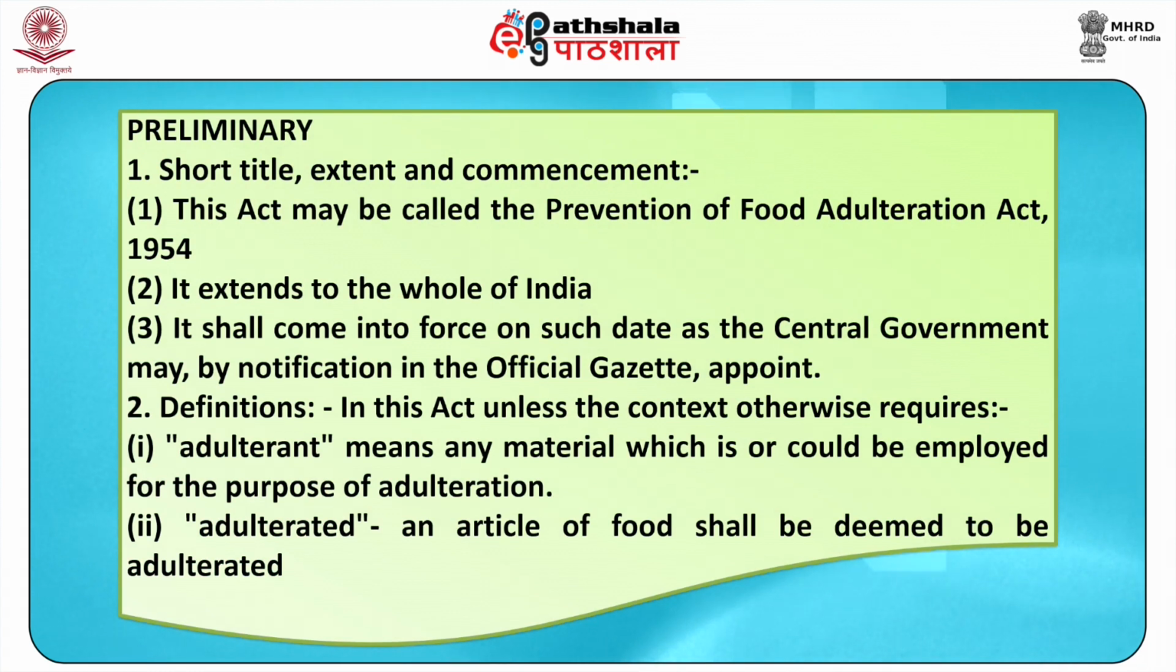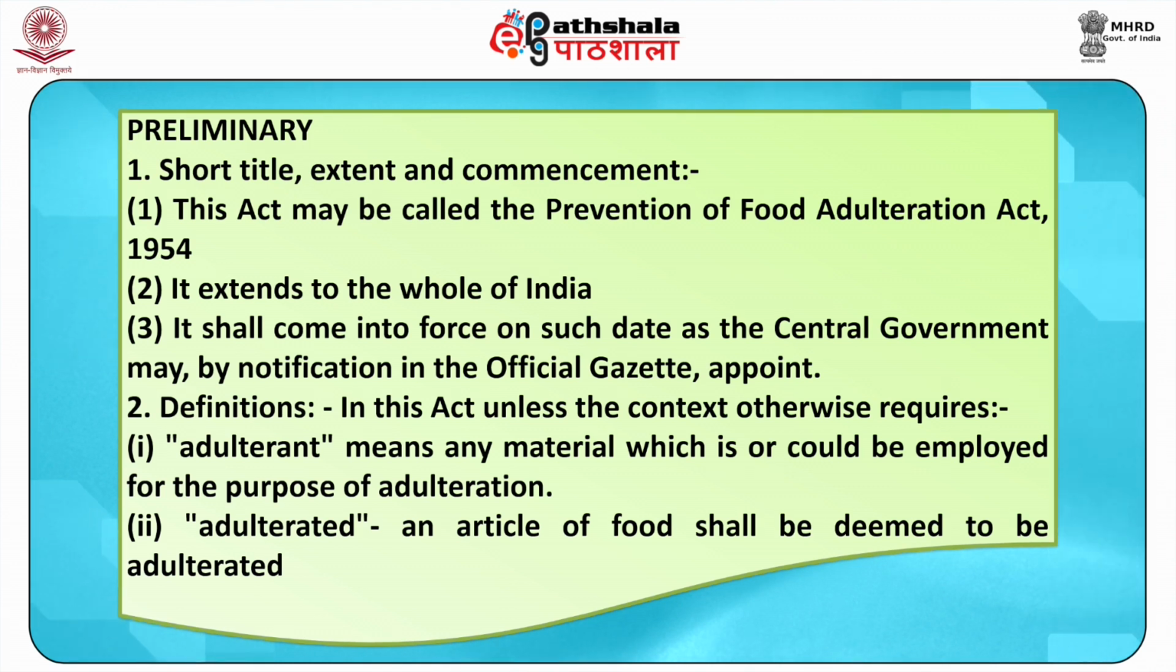This act may be called the Prevention of Food Adulteration Act 1954. It extends to the whole of India. It shall come into force on such date as the central government may, by notification in the official gazette, appoint. Second, definitions. In this act, unless the context otherwise requires, first is adulterant.